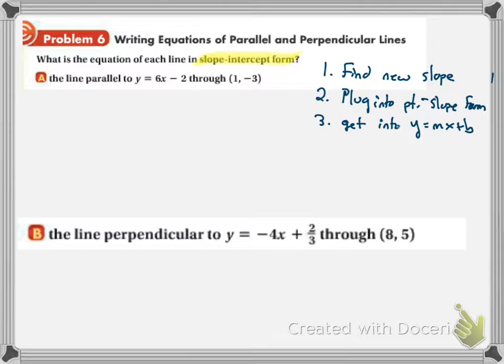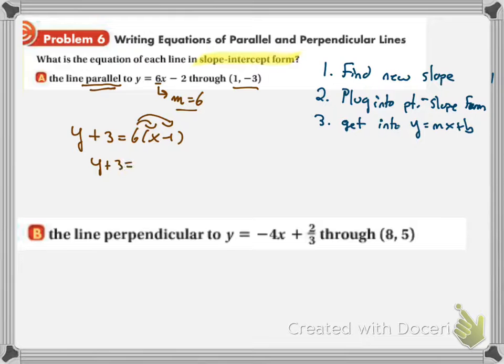So in this problem to start, they're telling me that my line is parallel. I see this equation is in slope-intercept form. My slope here is 6, so the parallel slope's also got to be 6. Now I'm going to plug in my coordinate and my slope in for point slope form. So I'll do y minus negative 3 equals 6 times x minus 1. Lastly, I'm going to solve for y. So distribute this out. Get the 3 over, and I'm left with y equals 6x minus 9.